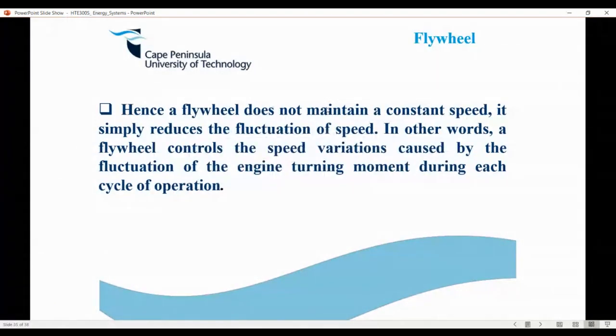Here again, I said, hence the flywheel maintains a constant speed. Sorry, it reduces the fluctuation of speed. That's what I was thinking of. In other words, a flywheel controls the speed variations caused by the engine turning moment during each cycle of operation. I was concentrating, I knew something was wrong. So it doesn't maintain a constant speed. It reduces the fluctuations. That's what it does.